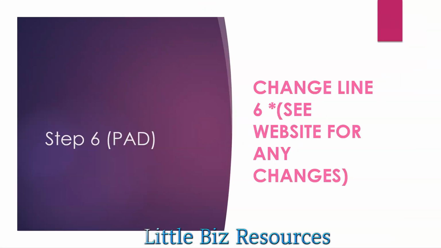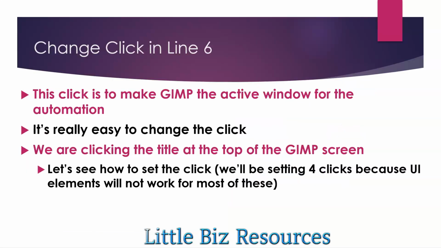Next step, in Power Automate Desktop again, we're going to change line 6. We've already done this so that Power Automate Desktop is smaller than GIMP, right? This first click in line 6 is to make GIMP the active window for the automation. It's really, really easy to change the click. I don't want you to think this is hard.